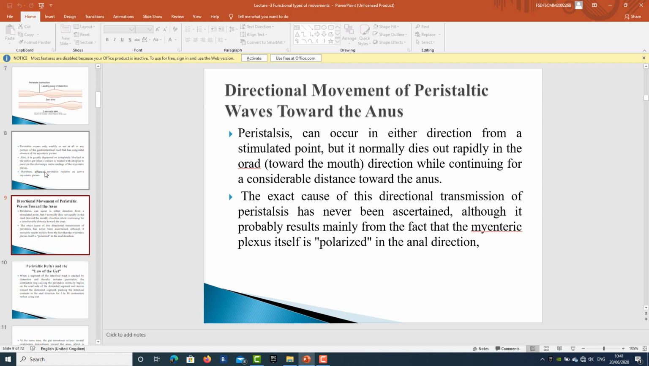So, in order to maintain homeostasis, to maintain healthy nutritional support of the body, to avoid weakness, and to provide the proper nutrients to a person, peristalsis is more suited to move towards the anus than towards the mouth. And one of the scientific causes is that the myenteric plexus is polarized in the anal direction.